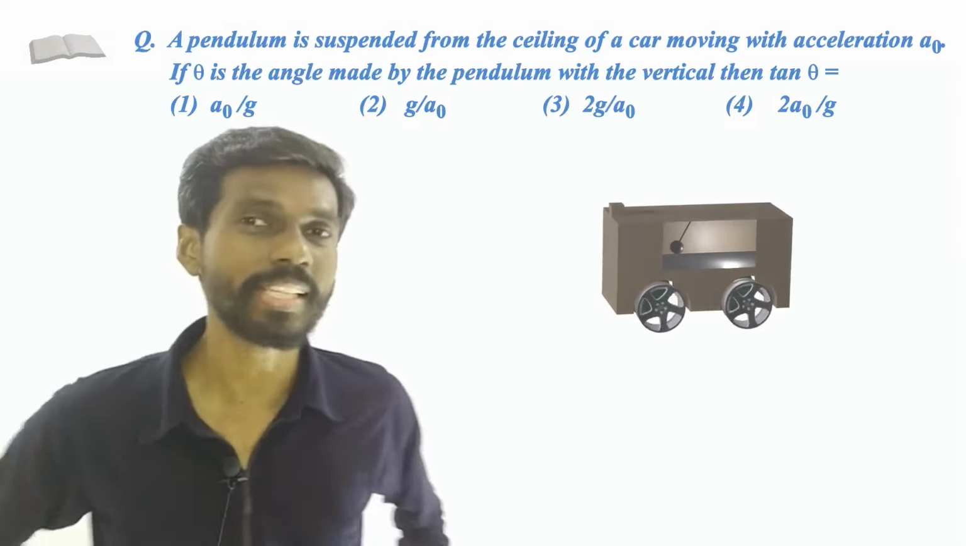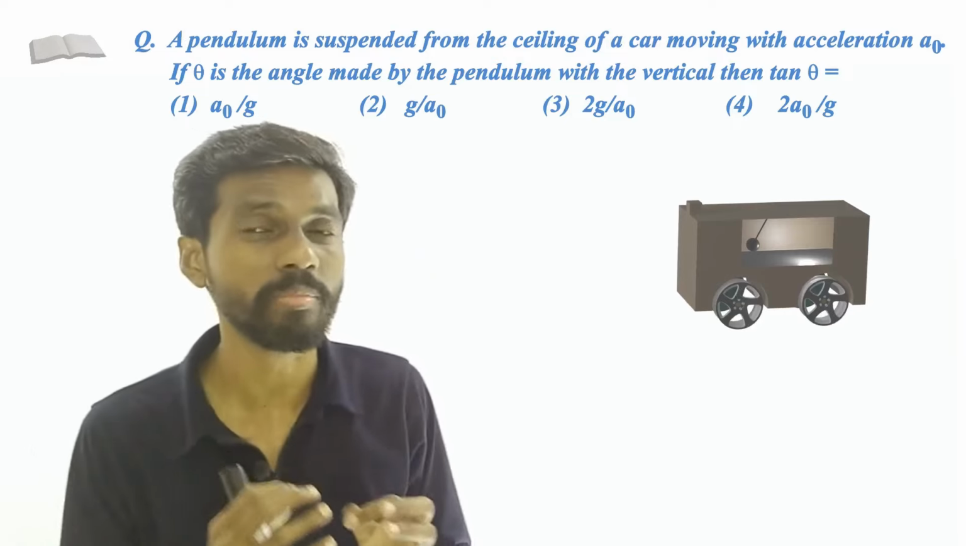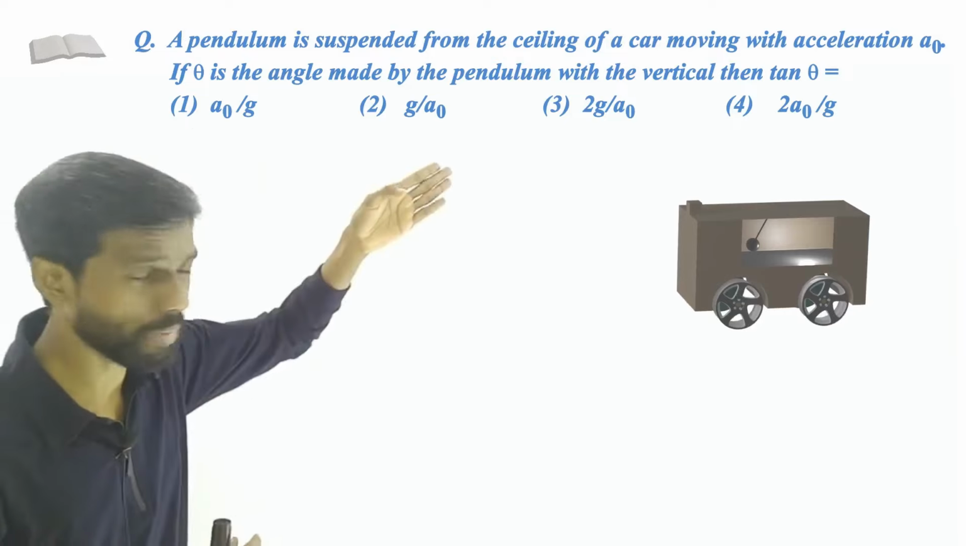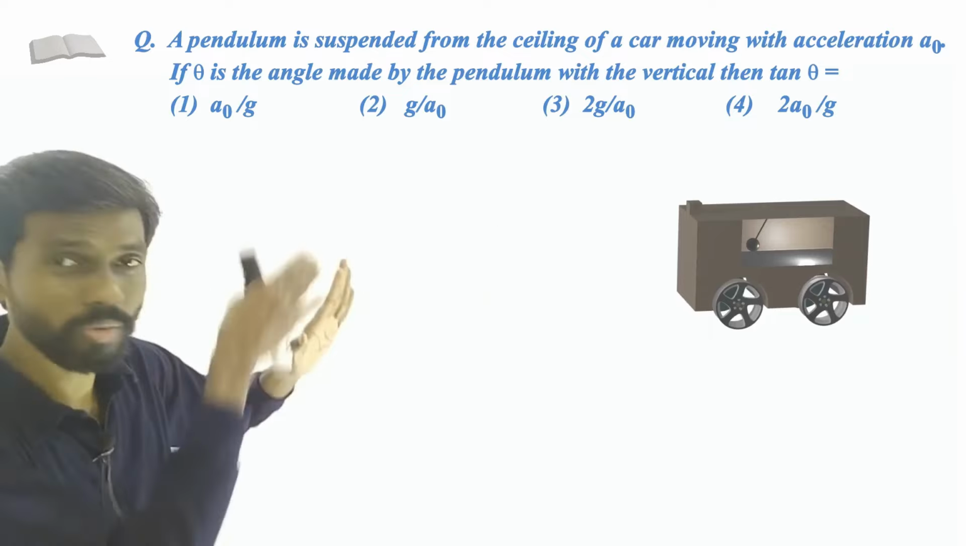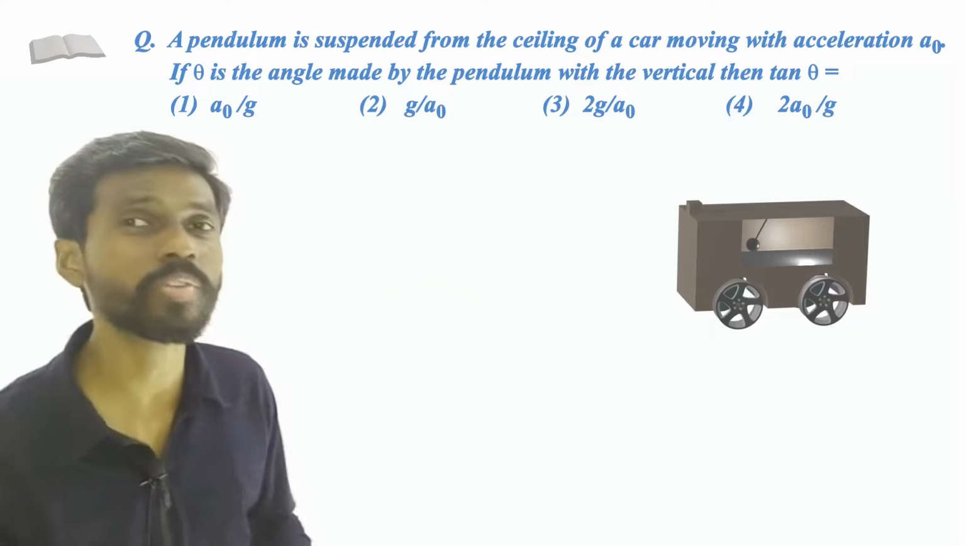Here a pendulum is suspended at the ceiling of a car moving with some acceleration. Now this pendulum will not remain vertical, so it is deviated from the vertical position. It makes some angle with the vertical, so that angle is what we need to find.